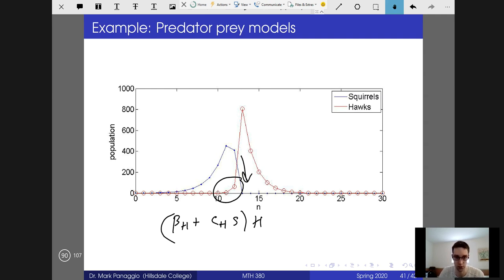There are no squirrels left, and once the squirrels have died out, the hawks, well, they have no food, and so they're gradually going to die off as well. And so this is a sort of very dark scenario where both populations go extinct due to the fact that the birth rate for the hawks was so large that it ultimately resulted in extinction for their food source.